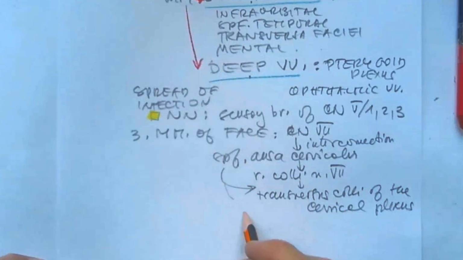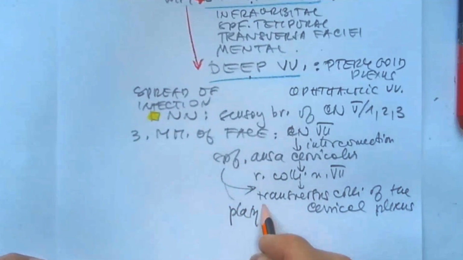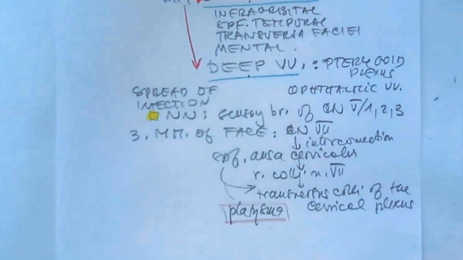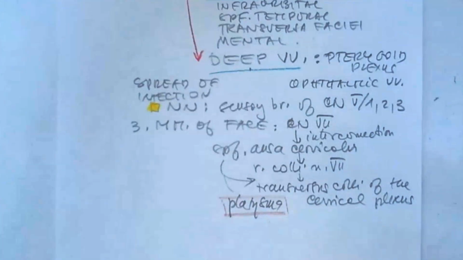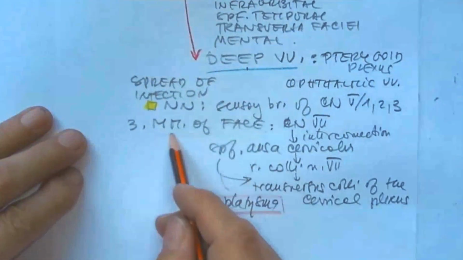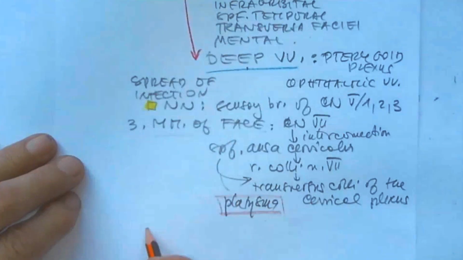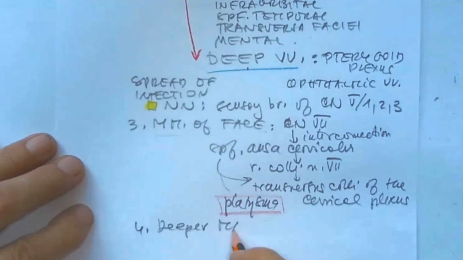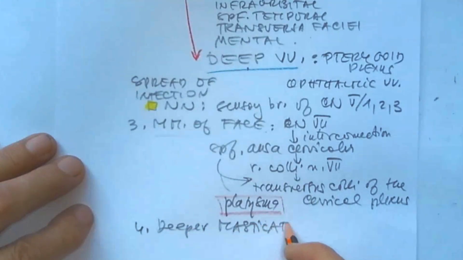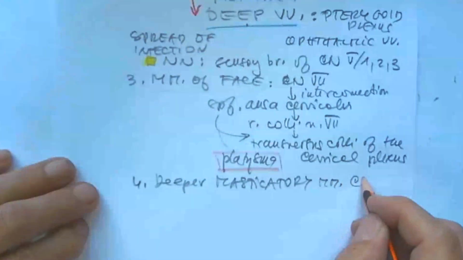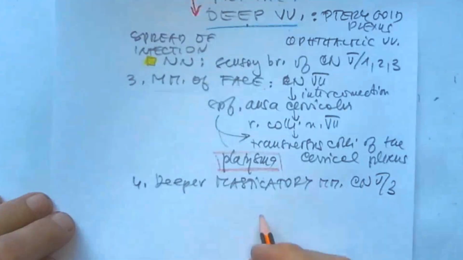This is the ansa supplying the platysma, because platysma, we know, is the muscle that belongs to the category of the muscles of facial expression, although it's situated on the neck. Muscles of the face are muscles of facial expression. Deeper are the masticatory muscles with cranial nerve 5/3, nothing else.